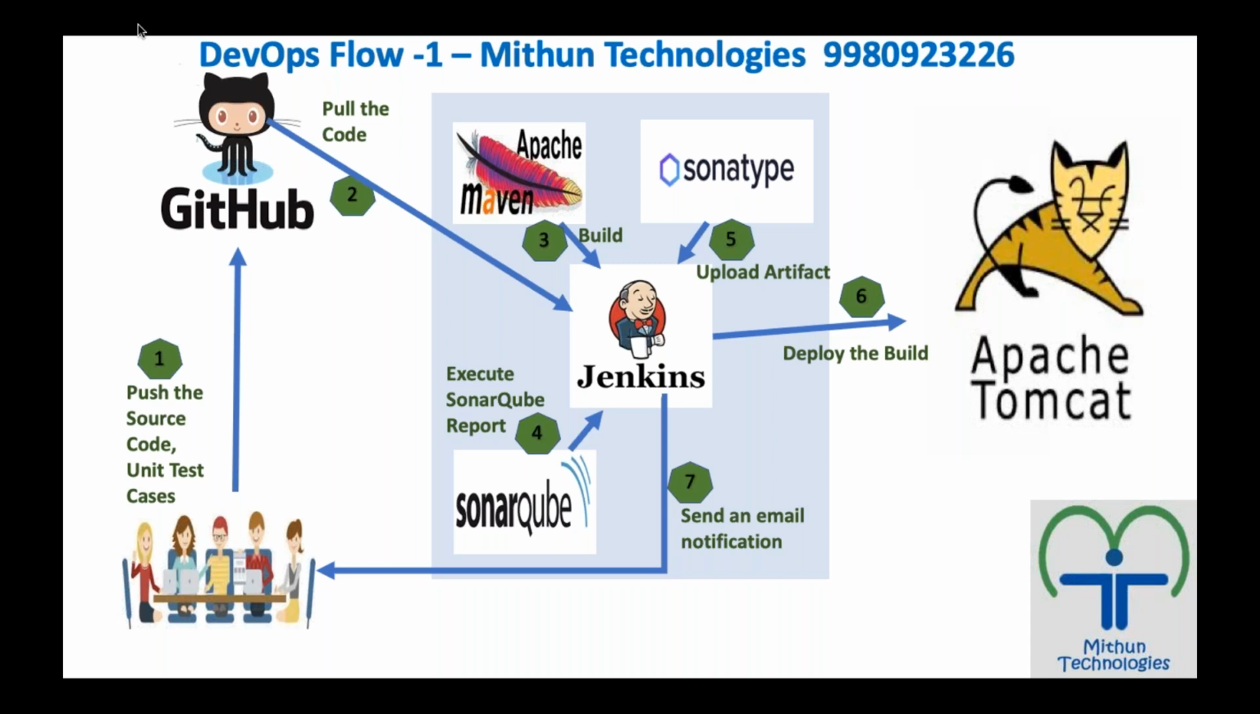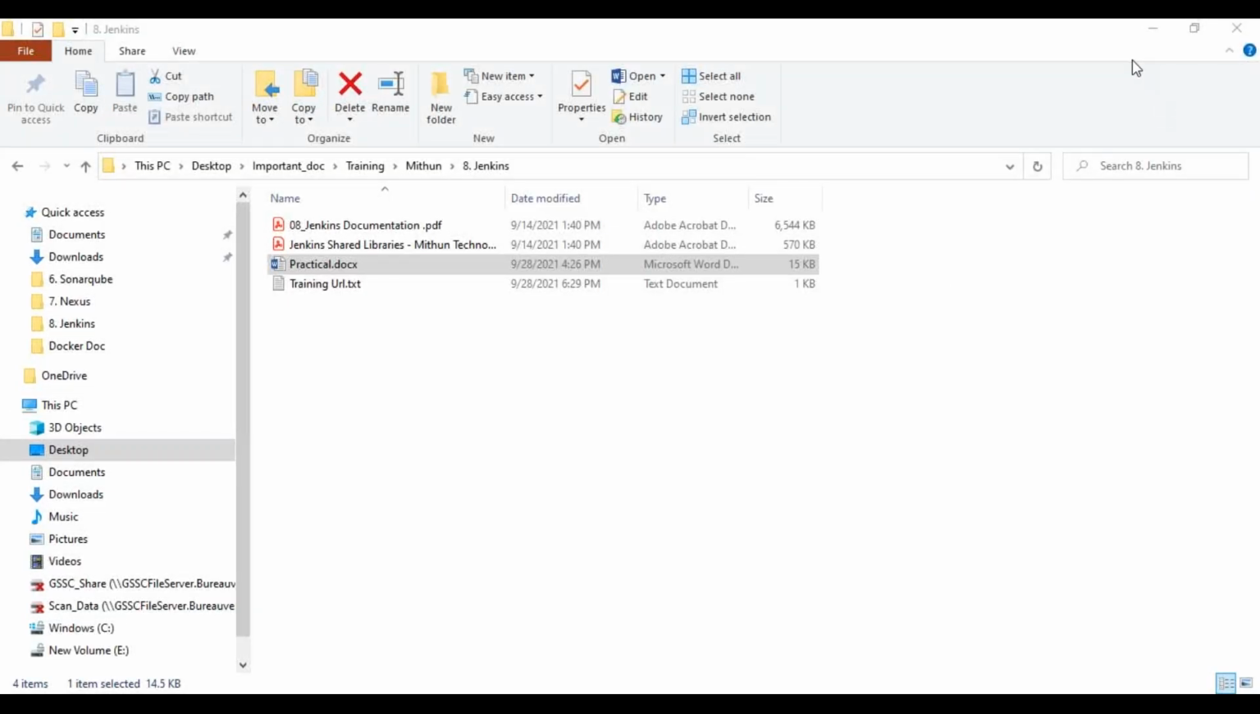Instead of that, why can't GitHub trigger the job if any updated code is there in GitHub? It is possible, right? Instead of Jenkins every time asking, hey GitHub, do you have updated code? GitHub can inform, hey Jenkins, I have some updated code, please trigger the job. Yes, it is possible. So for that one, we are going to use the GitHub webhook.